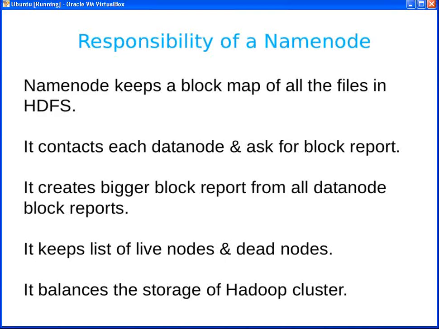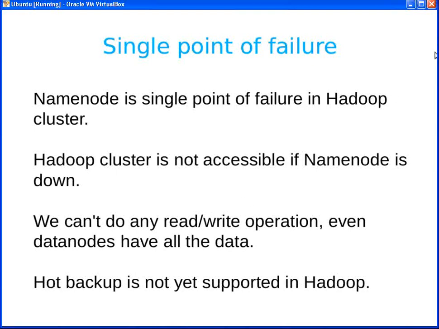So we can move to the next slide now. Now we know that there are a lot of responsibilities which name node has to handle. But because that is a single machine, we are having only one name node in our Hadoop cluster, if that is down, then that's not a good thing for our cluster. So name node is a single point of failure in the Hadoop cluster. Single point of failure means if that is down, then the complete Hadoop cluster is not usable, not accessible. So the Hadoop cluster is not accessible if the name node is down.